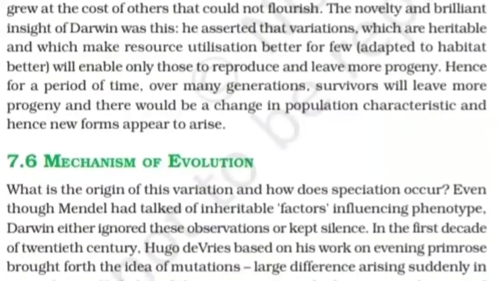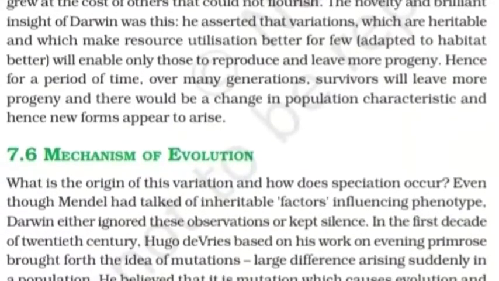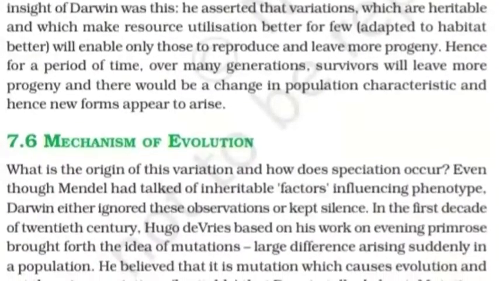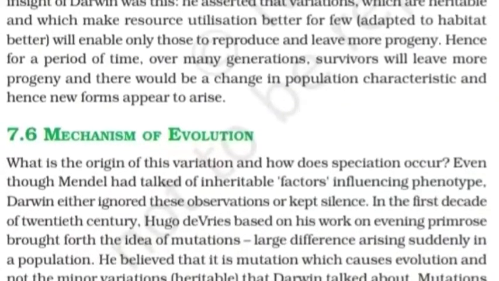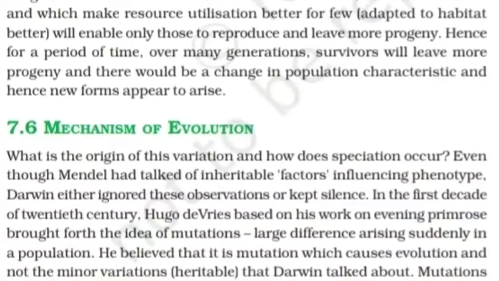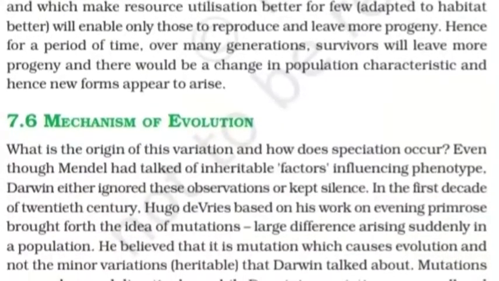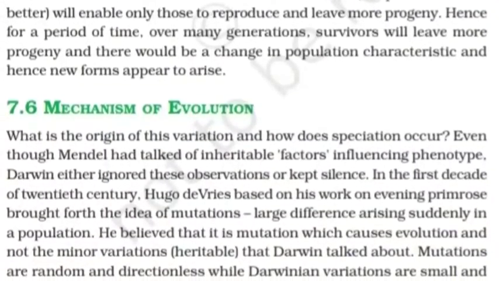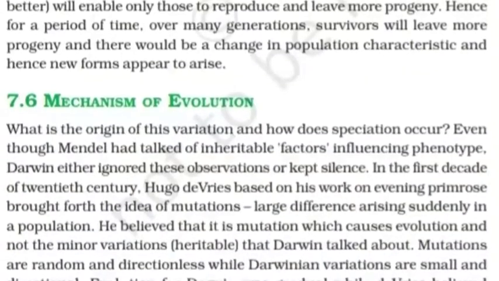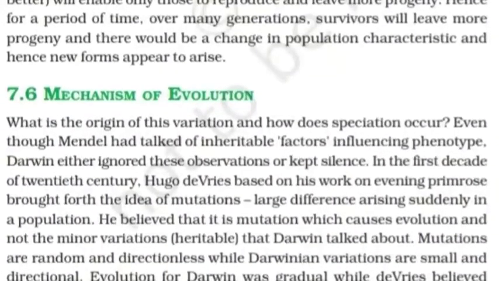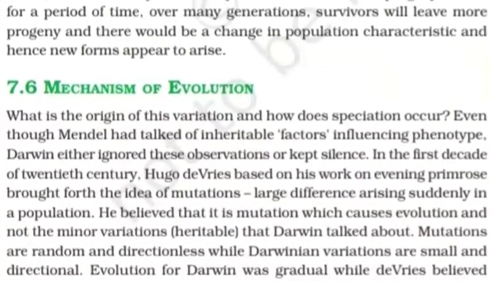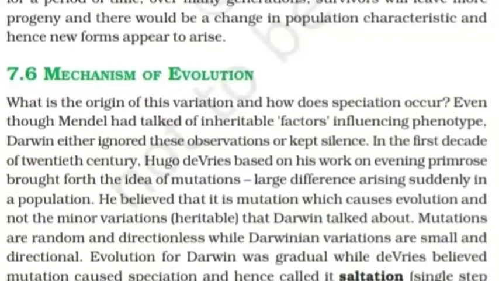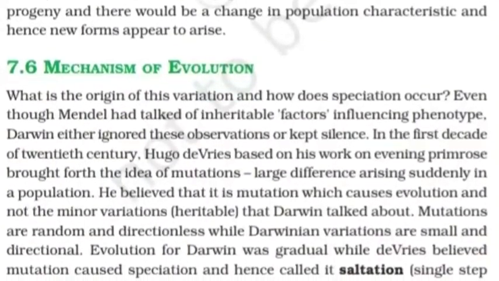Even though Mendel had talked of inheritable factors influencing the phenotype, Darwin either ignored this observation or kept silent. In the first decade of the 20th century, Hugo de Vries, based on his work on evening primrose, brought forth the idea of mutation, large differences arising suddenly in a population. He believed that it is mutation which causes evolution and not the minor heritable variations that Darwin talked about.